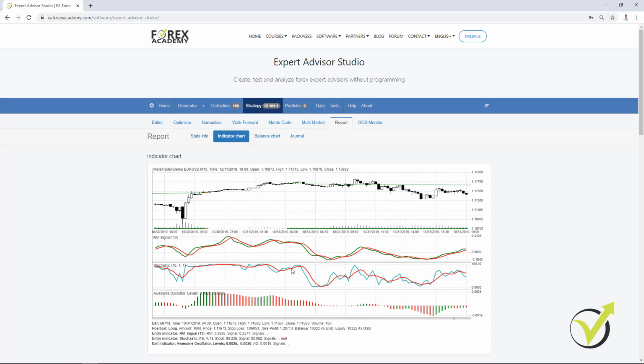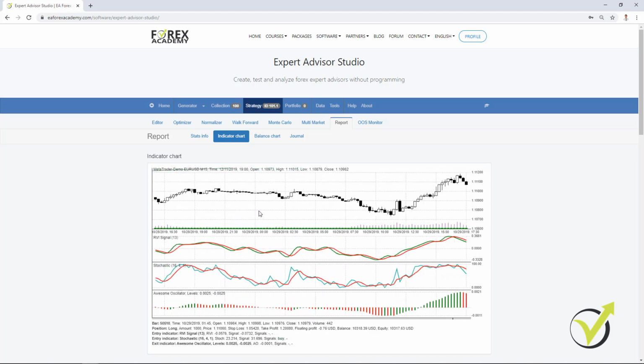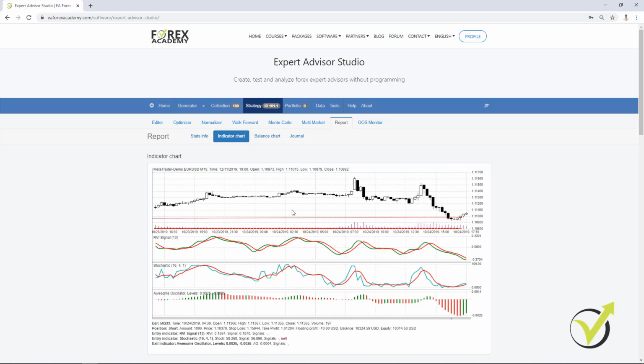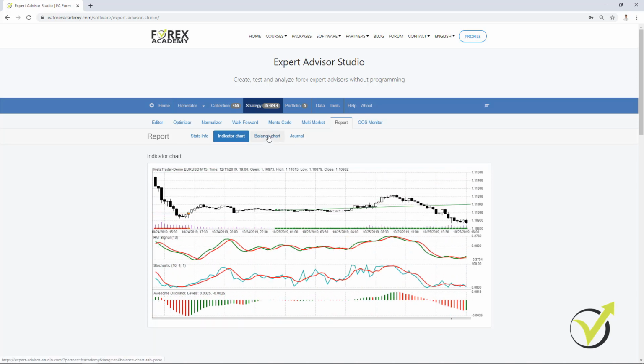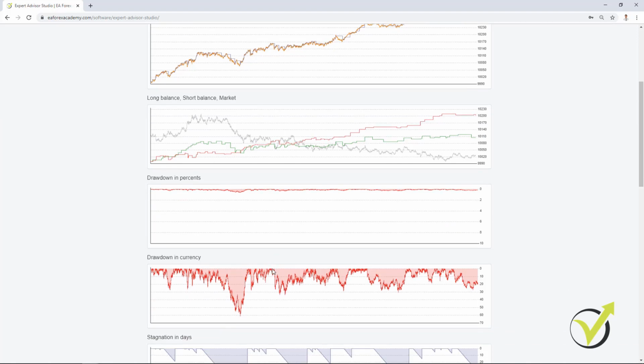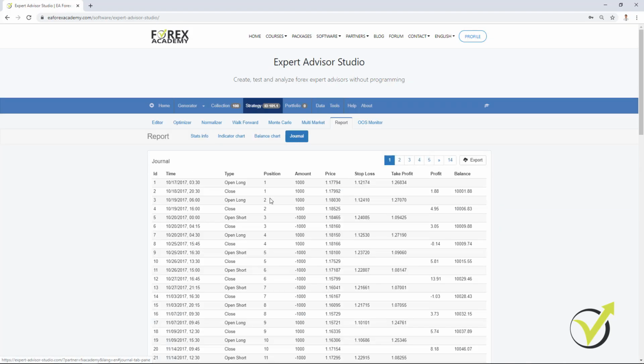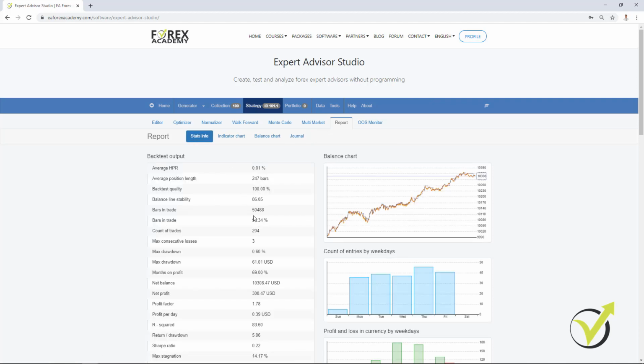And this is what I told you: when we are looking at the chart, it's really hard to say, is it rising, is it falling at a certain moment? But when we have the backtest, like what we see here, it is very clear to see where the trades were opened and closed. As well, we have the balance chart. We have different graphs and statistics over here. The journal is very much the same as in MetaTrader. So if you make a backtest with Expert Advisor Studio and MetaTrader, there should be no difference. And we have a lot of statistics. This is what I really like about the software.